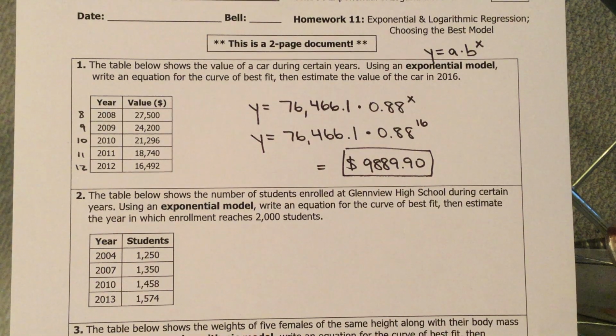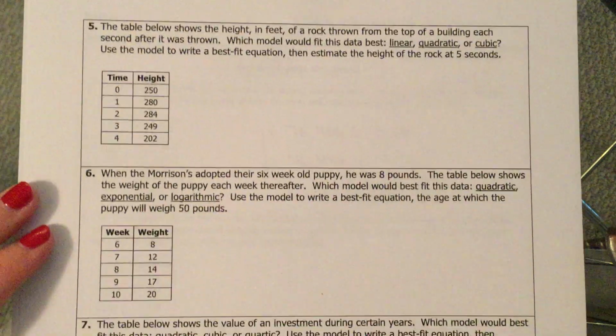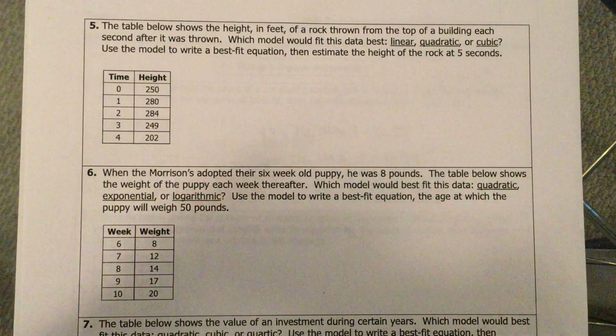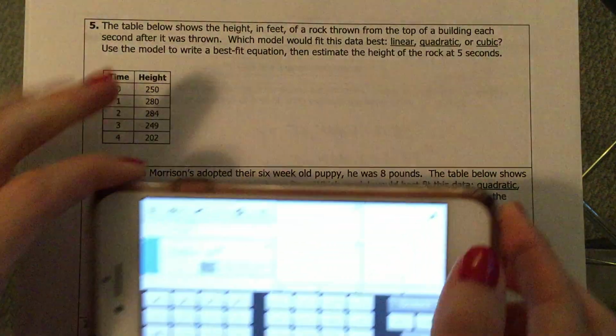Let's look at our second page. We'll take a look at number 5. This one you're comparing different models, so you're using the regression coefficient. So you've got your r squared. I'm going to show you guys where that comes from.